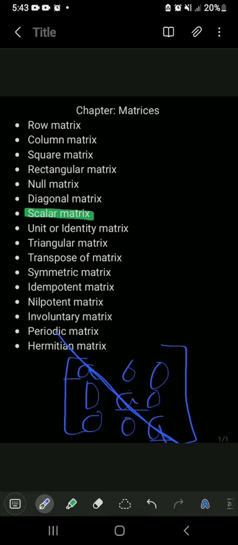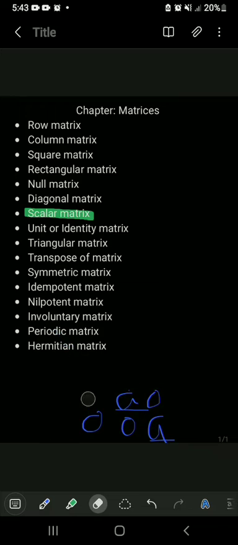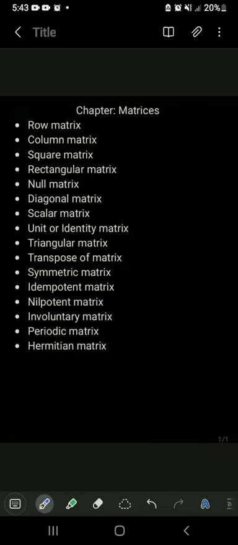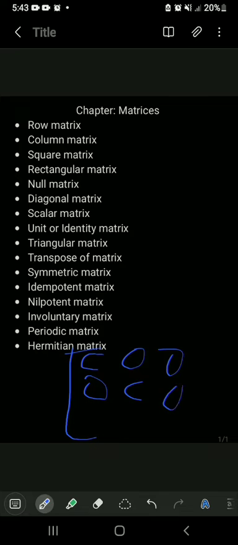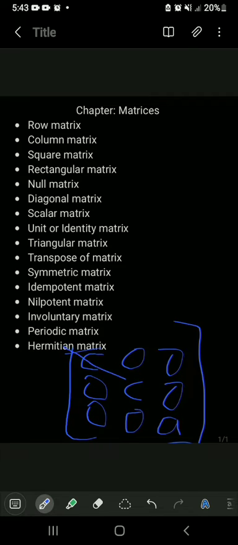I am writing a matrix. Guess which matrix it is? C 0 0, 0 C 0, 0 0 A. Guess which matrix it is? It is simply a diagonal matrix, because its diagonal elements are not all the same. Two are the same, but the remaining A is not the same as these two elements, which means it's a diagonal matrix, not a scalar matrix.